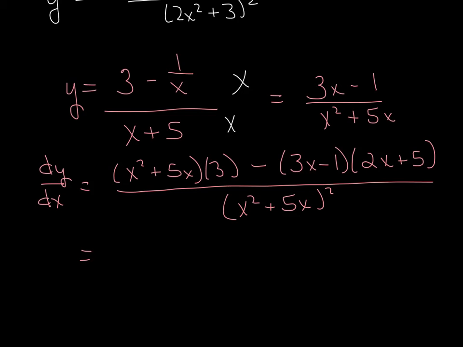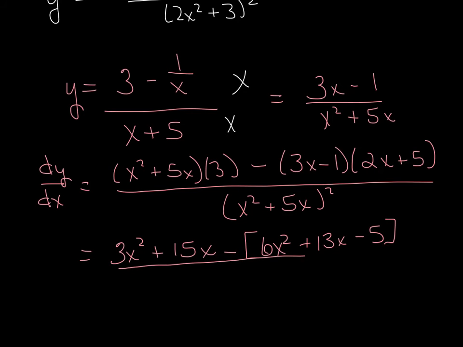So if we simplify, we get 3x squared plus 15x minus, again, I'm going to put big parentheses around here so that I remember to distribute my negative after I've multiplied. 3x times 2x is 6x squared, plus 15x minus 2x is 13x, minus 5, all over x squared plus 5x squared. If you want, go ahead and change this to a plus and distribute. Save you from writing another step.